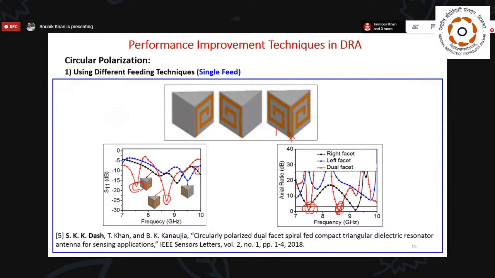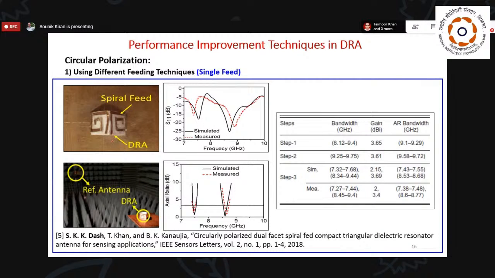This is also our work, and this is the fabrication. Okay, and this is the measurement result. The measurement result was also a bit disturbed, but that is acceptable. And the axial ratio we can see is also acceptable. This is the figure that was taken inside an anechoic chamber during measurement, and this is the fabricated DRA. We can see that because of some irregularity in the fabrication, there are a little bit of changes in the measurement results.